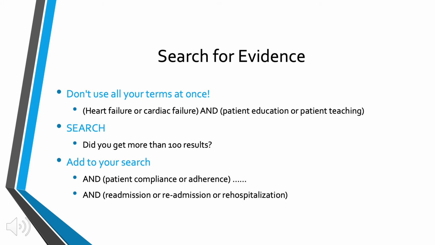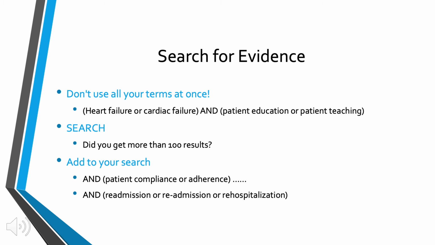Now let's talk about turning those terms into a search. Don't put in your whole question, break it up a bit. We also want to be sure to capture synonyms. Using AND looks for articles with both terms. Using OR looks for either one. To begin, start with the population and an intervention.